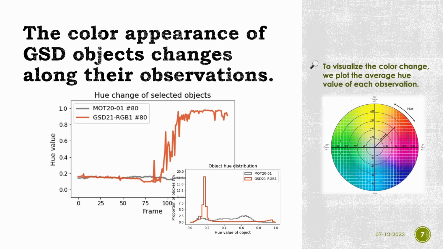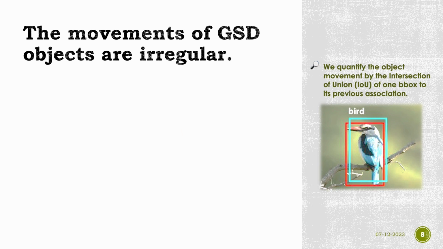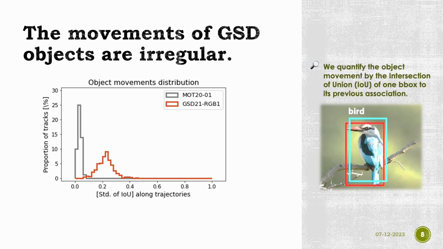We quantify the object movements by the intersection over union of one bounding box with its previous association. We gathered the movements by trajectories and calculated the standard deviation of the IOUs along each trajectory. Then we plot the distribution of those standard deviations. As you can see in this graph, the GSD tracks have an overall higher STD of the IOU compared to the MOT20 trajectories.